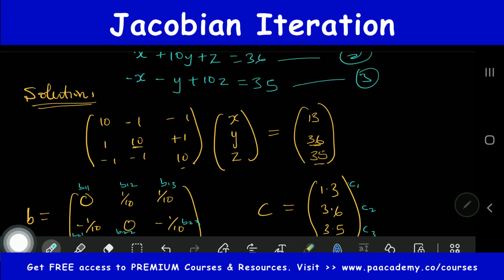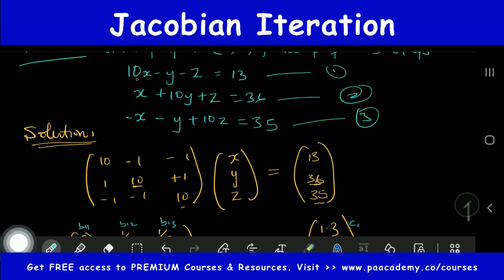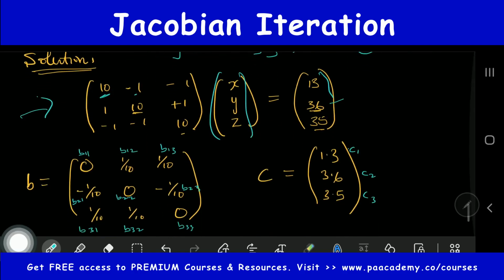Like you can see here, we have our 10. The coefficient of x here is 10, and that's why you are seeing 10 here. The coefficient of y is minus 1, that's why you are seeing minus 1 here. So that is how we came about this. And then we have our x, y, z column matrix, and then these values here: this is 13, this is the 13 here, this is 36, this is 36 here. So that is how that works.